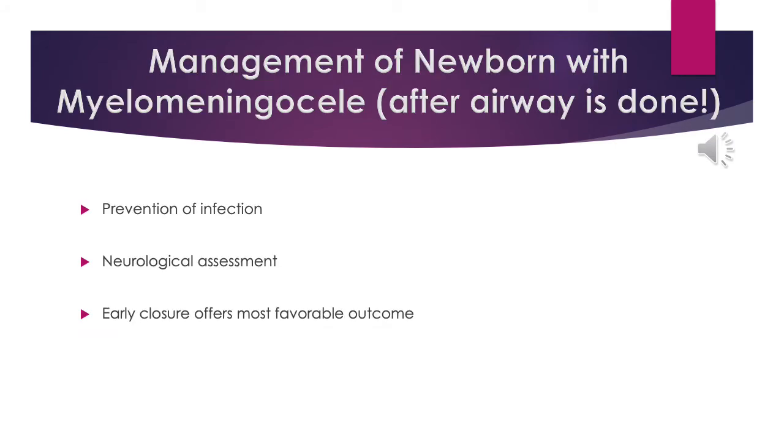So, management of the newborn with myelomeningocele: the first thing we want to do is make sure the airway is patent, the most important thing. We also want to prevent infection, and to do this, we're going to place a warm, sterile saline dressing on that sac. We want to protect the sac from any infection, and we want to protect it from any trauma.